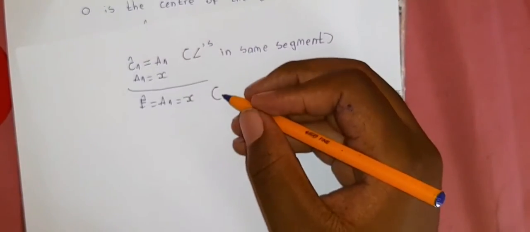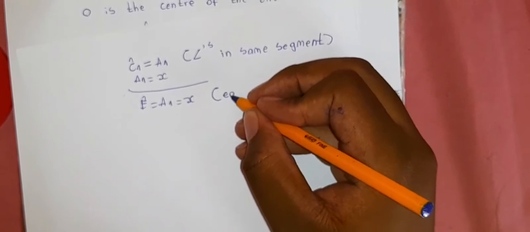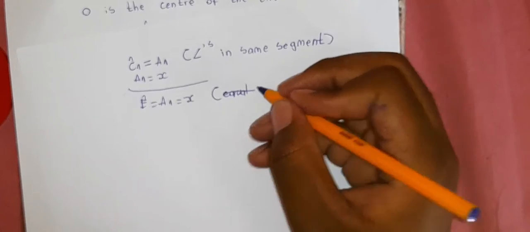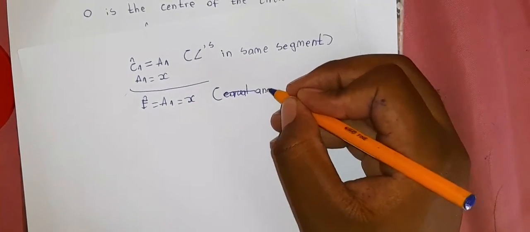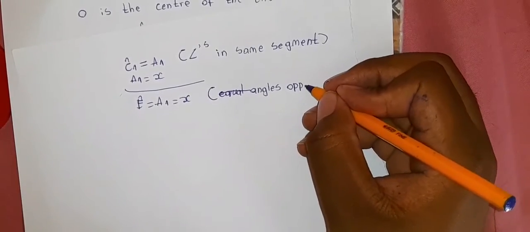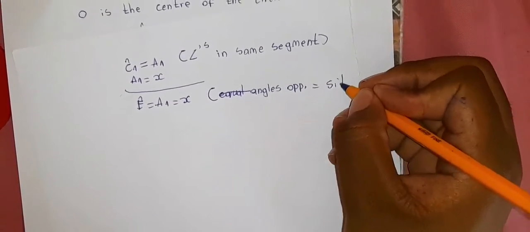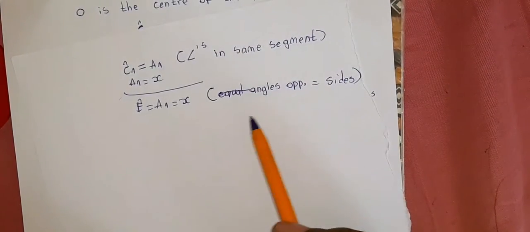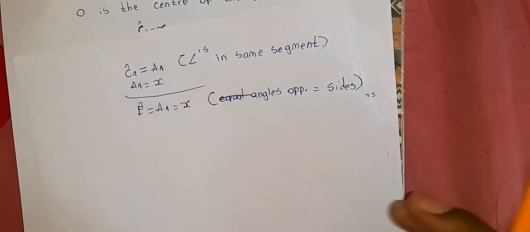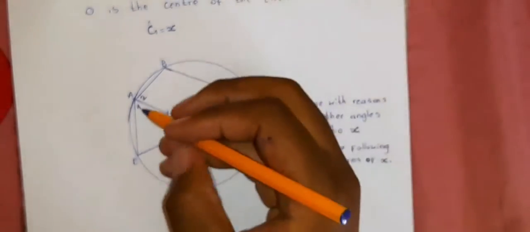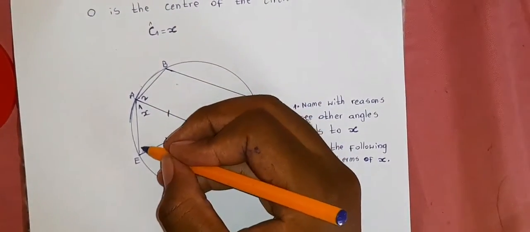You can use one of those 3 reasons, but I like using this one here: angles opposite equal sides. So this is angle number 2. Let's find another angle. So we say this angle is equal to x.